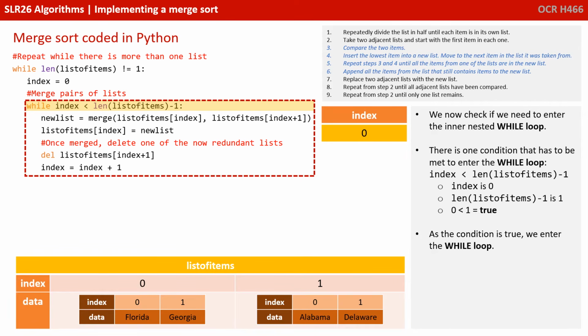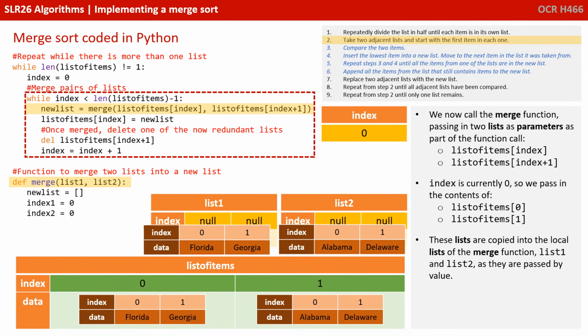There is one condition that we have to check to see whether we're going to enter the inner while loop. Index less than length list of items minus 1. Index is 0, the length of list of items minus 1 is 1, 0 is less than 1 equals true. As the condition is true, we enter the while loop.